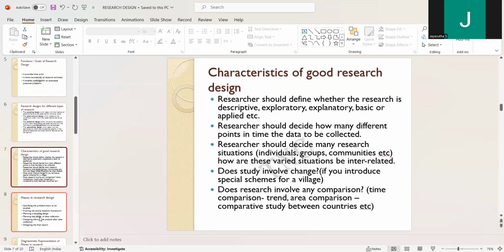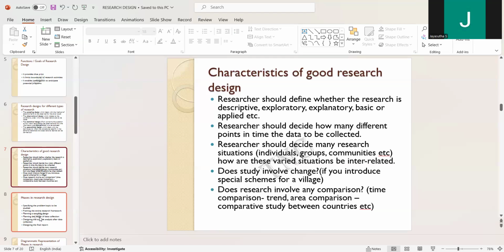And then, how do we find out the characteristics of a good research design? The researchers should define whether the research is descriptive, exploratory, explanatory, basic or applied. We have to first define what type of research we have to follow. The researchers should decide how many different points in time the data is to be collected. At the same time, the researchers should decide the research situation we have to follow: individual or face-to-face groups or communities. Those things we have to finalize.